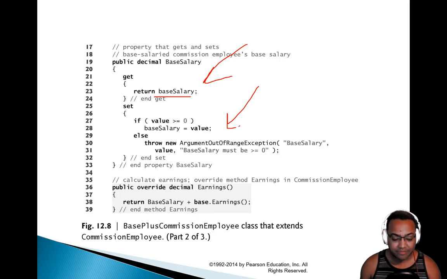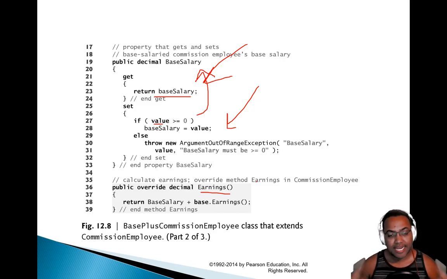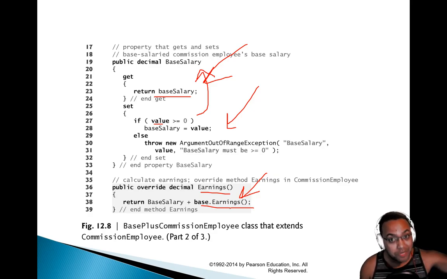If not, then it sets if the value of base salary's property is greater than or equal to 0. Then guess what it's doing? It's overriding the abstract method earnings. Because every method that is abstract needs to be overridden in every derived class. I will say that again. Every method that is abstract must be overridden in every inherited class, in every derived class, unless the derived class is also abstract. And in this case, we say base.earnings to pull the earnings method from where? We're pulling it from commission employee, and we're doing some magic on it.